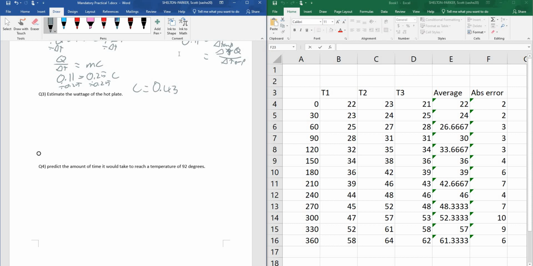I'm going to skip question 3, guys, because it's basically similar to what we just did there. The only difference is that we use our known value of the C, so 4,200, rearrange it, and find what Q would be, and you're done. Question 4: predict the amount of time it would take to reach a temperature of 92 degrees. Does anyone have any thoughts? How might we do this? Use your gradient. You're all over this, Damon.